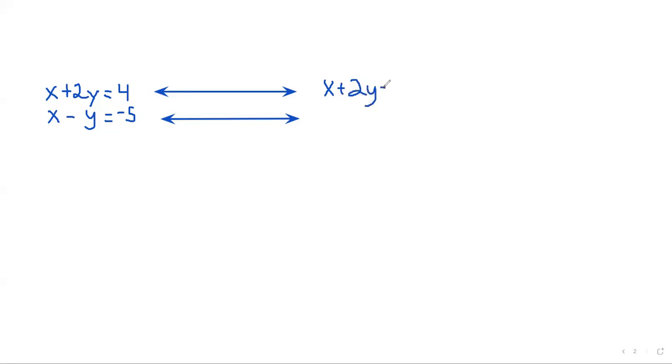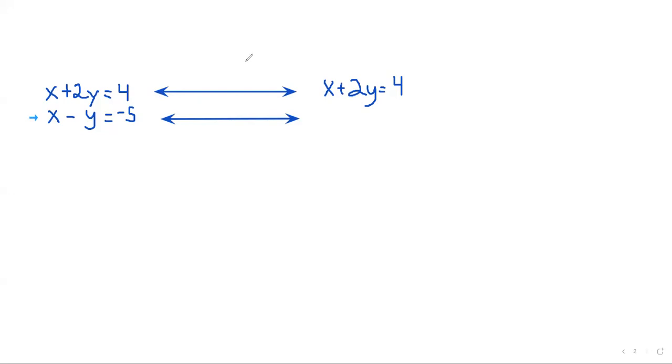Okay, and this often happens with elimination. Sometimes you've got to transform both of them, but for today, we'll just transform one of them. Now this bottom equation, this one we're going to transform. And the way we're going to transform that is we're going to work on the y's.